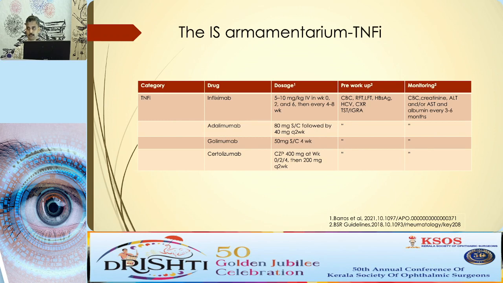The pre-workup is almost the same as that of the conventional synthetic DMARDs. The only thing is that you have to screen for latent TB with a Mantoux or an interferon gamma release assay. The monitoring is not as stringent as with conventional synthetic DMARDs, and you can have a 3 to 6 monthly, but preferably 3 monthly, follow-up with CBC, SGPT, creatinine and albumin.